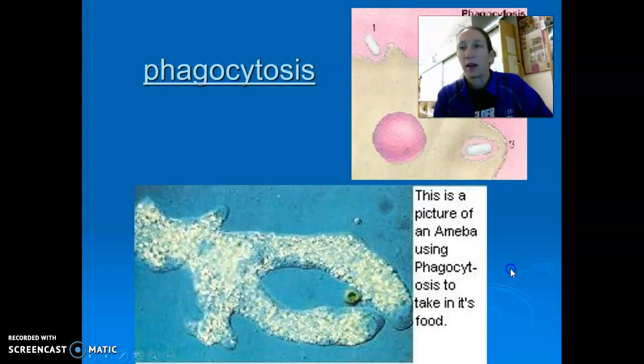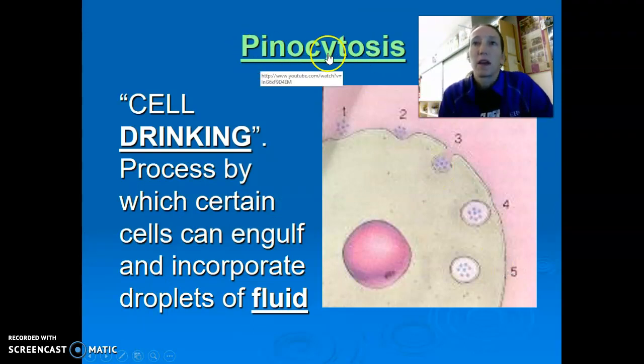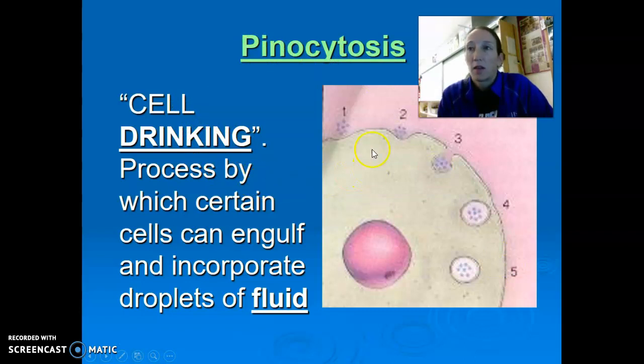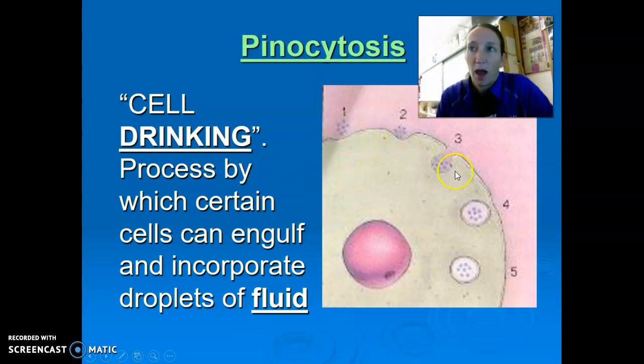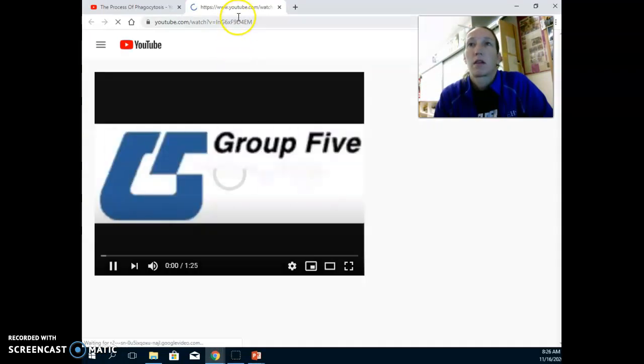Back to where we're at here. All right, so pinocytosis. Once again, the cell is in a state of drinking, so it's just bringing in large amounts of fluid. And same concept, wraps it around, brings it in, wraps it up in a vesicle, uses what it needs.